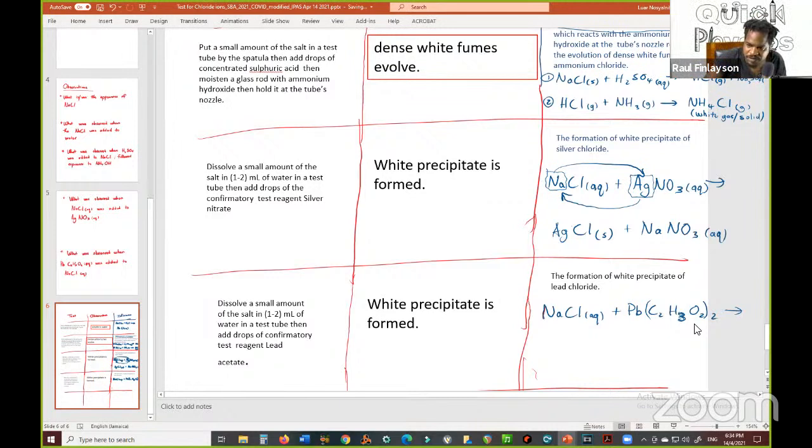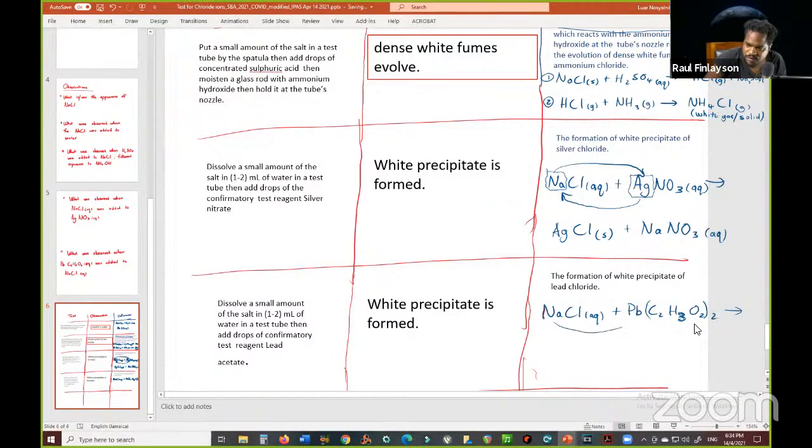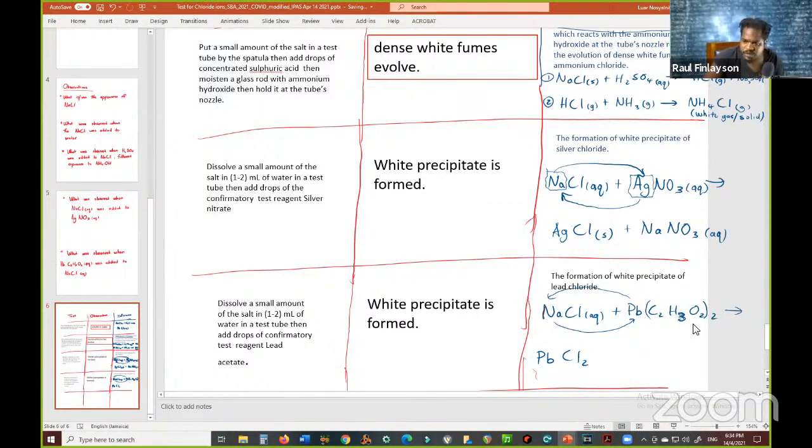What's going to happen here? Same thing, double substitution. Sodium replaces lead, lead replaces sodium. Switching places there gives us PbCl2. Pb, which is lead, gives up 2 electrons, hence the 2 in the bracket here. So when it comes over beside chlorine, chlorine takes 2 electrons as well. That's why we keep PbCl2 there, because of the lead, that's how it behaves.